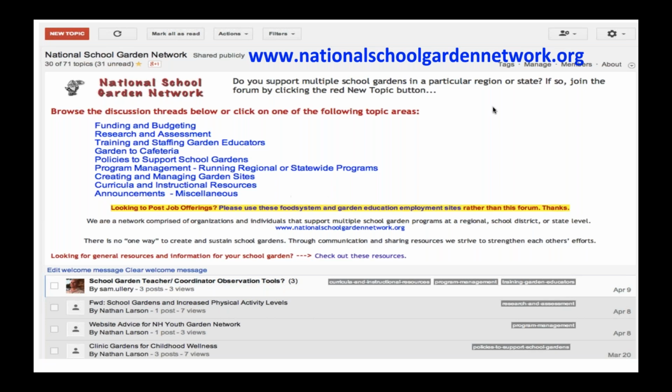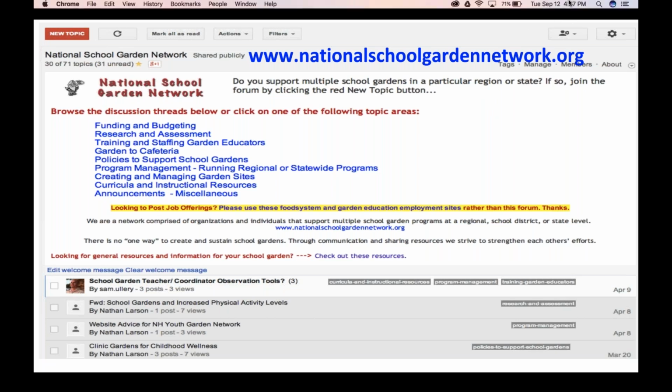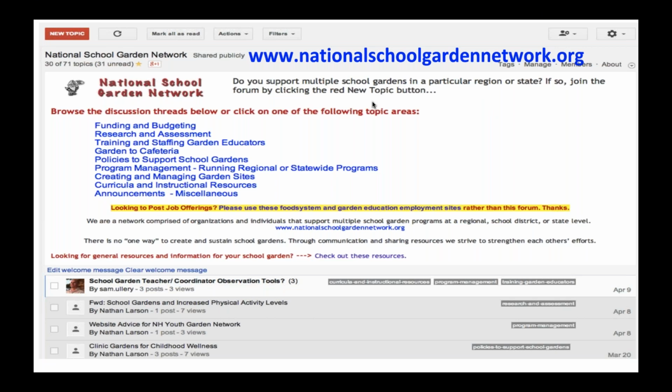Another way you can use this forum is by using the search bar up top. The search bar is really great because you can just type in a keyword like design. If you type that in, a whole bunch of different discussions and resources related to garden design will pop up and be right at your fingertips.